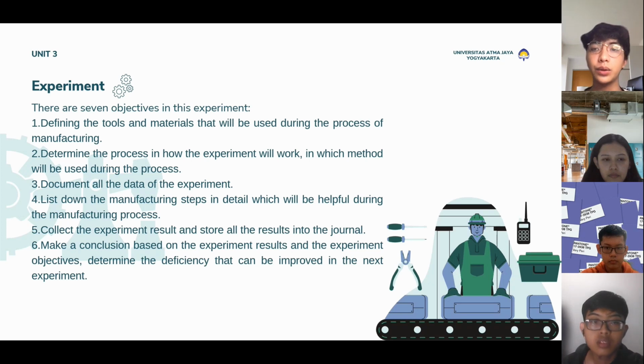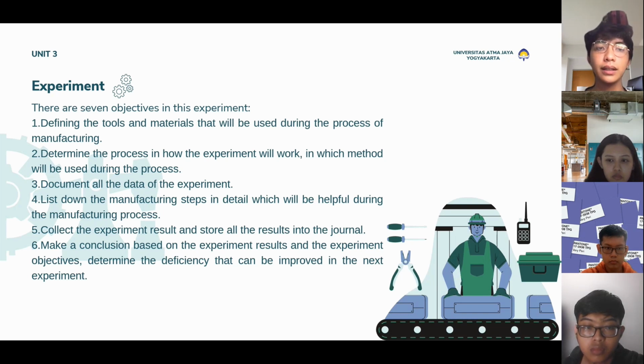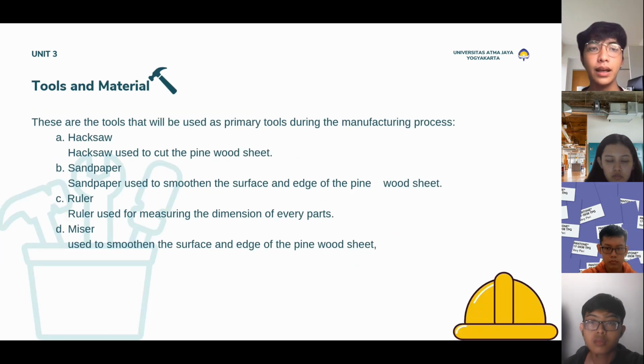And then for these experiments, there are 7 objectives. The first one is defining the tools and materials, and then determining the process, the way the experiment will work. And then we document all the data, and list down the manufacturing steps in detail so that it will be a guide for us during the manufacturing process. And then collect the experiment result and store it in the journal and make the conclusion based on the experiment result. Next.